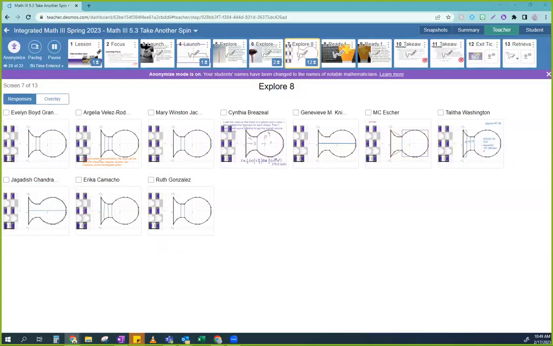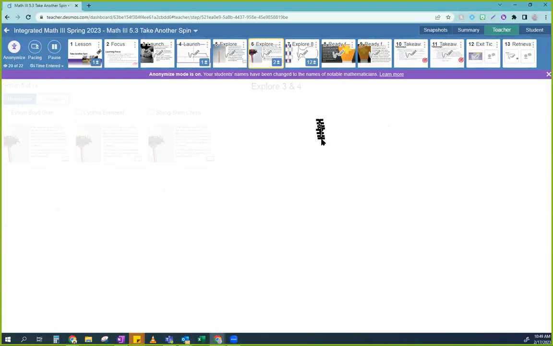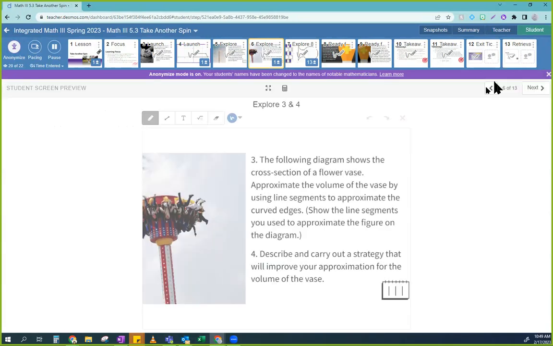Okay, so when we're doing this problem, here's the prompt: the following diagram shows cross sections of a flower vase. Approximate the volume. Approximate the curved edges, and show the line segments you would use to approximate the figure.